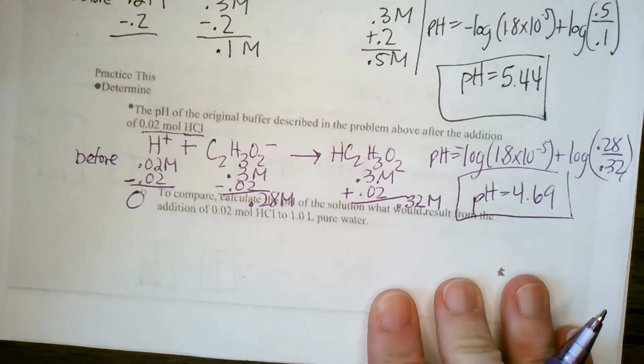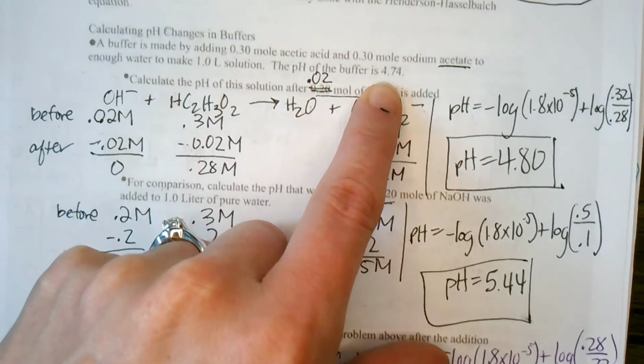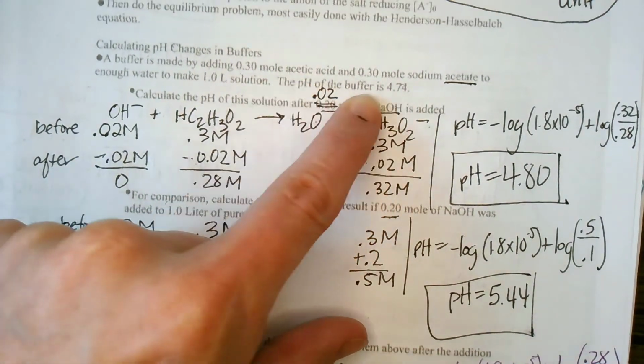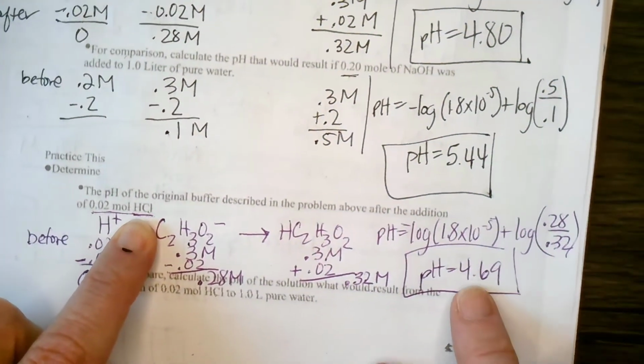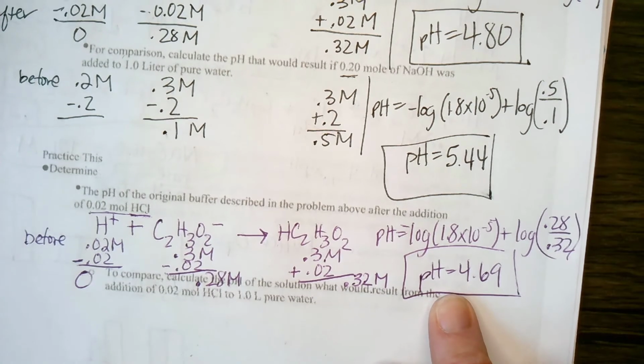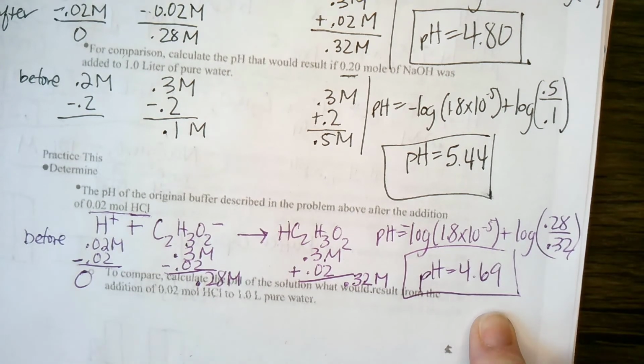And if we think about it, we started at 4.74, which was the pH of the buffer. We added a strong acid. So it went down, which would make sense. To become more acidic would be lowering the pH, and 4.74 down to 4.69 is lowering.